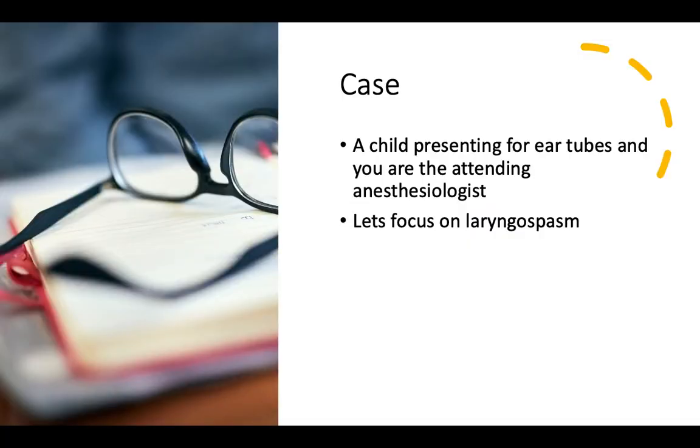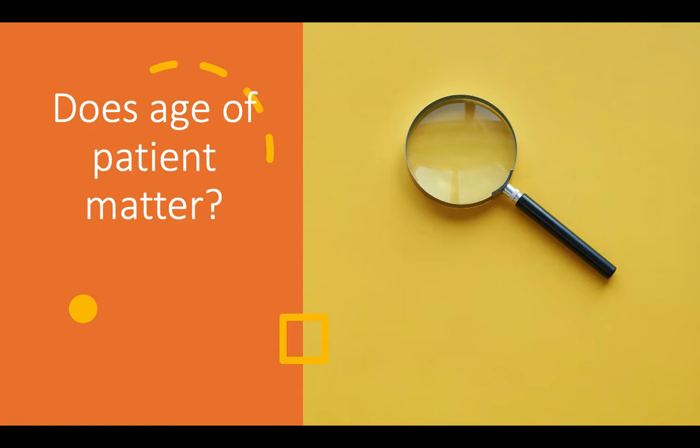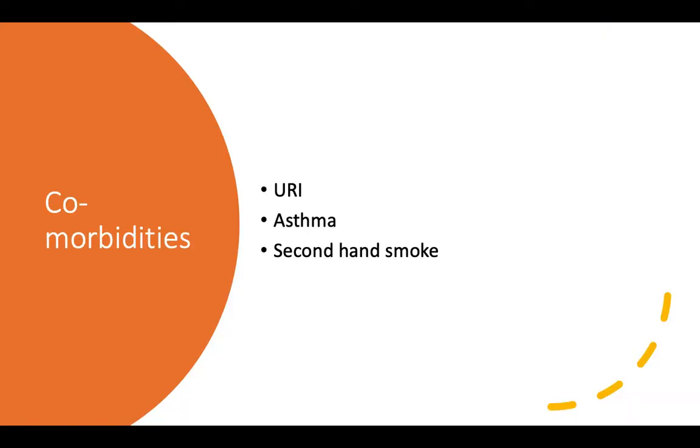So now you have a child coming to your preoperative holding area for ear tube surgery. What questions do we ask? Do we care about the age of the child? We know that young children and infants are at a higher risk of this complication. And we also know some of the major risk factors are upper respiratory tract infection, asthma, and exposure to secondhand smoke. So let's look at these.